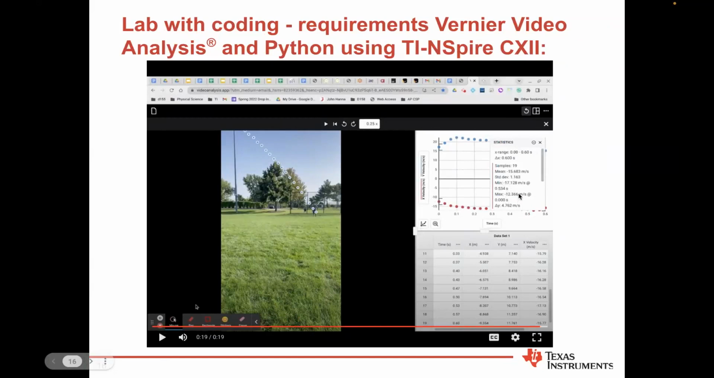Obviously, we're representing velocities. Well, which one do we want? Do we want the minimum? Do we want the maximum? Do we want the mean? It's going to be different if you're looking in the x direction versus the y direction. So again, now you're starting to get into some deeper analysis of the data itself.